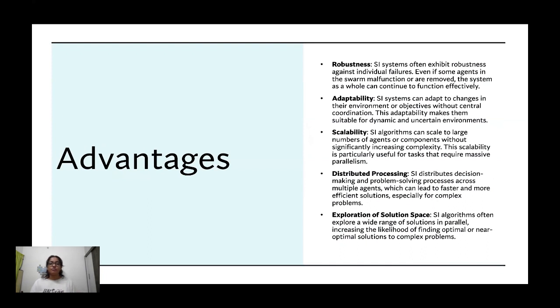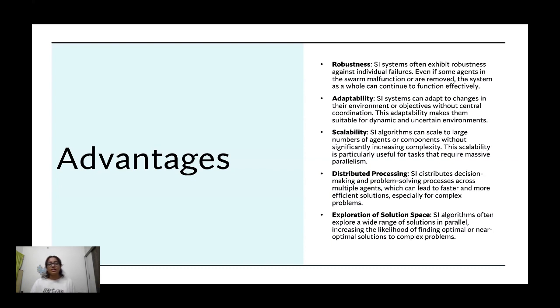The advantages of swarm intelligence are robustness, where SI systems often exhibit robustness against individual failures. Even if some agents in the swarm malfunction or are removed, the SI system as a whole can continue to function effectively. Adaptability. SI systems can adapt to changes in their environment or objectives without central coordination. This adaptability makes them suitable for dynamic and uncertain environments. When it comes to scalability, SI algorithms can scale to large numbers of agents or components without significantly increasing complexity. This scalability is particularly useful for tasks that require massive parallelism.